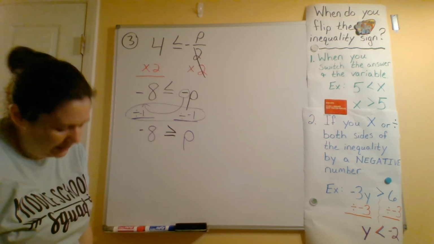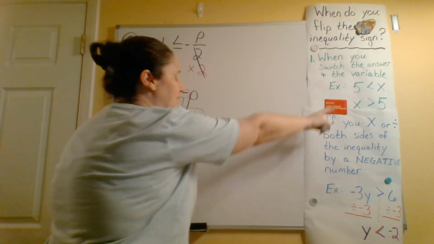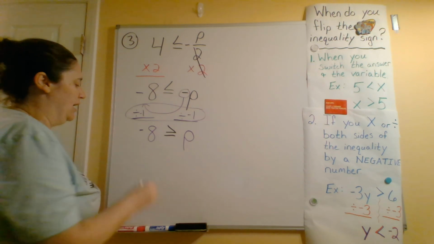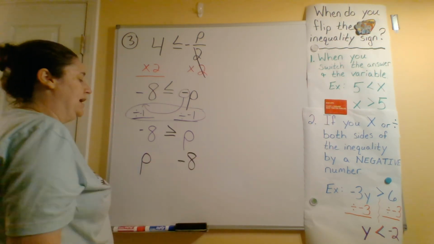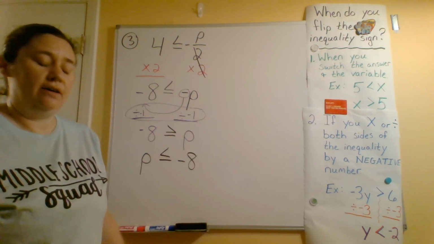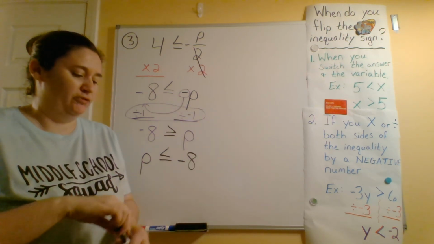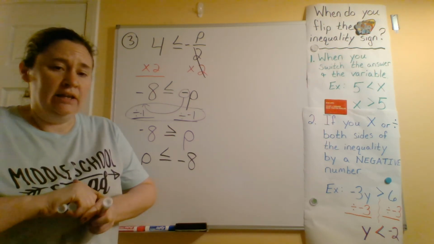Now, unfortunately, this is so much work. Now I have one of these situations where the variable's on the right. So I have to put the variable on the left, the number on the right, and flip that sign again. This was another problem where we had to double flip. Now I think that's all we have time for today.